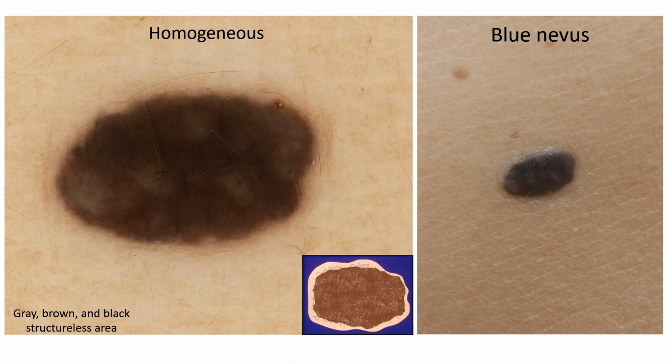Homogeneous, structureless, no network or globules. In this instance, it has areas of gray and brown and perhaps black structureless area. This is a blue nevus and very, very characteristic of these homogeneous lesions.